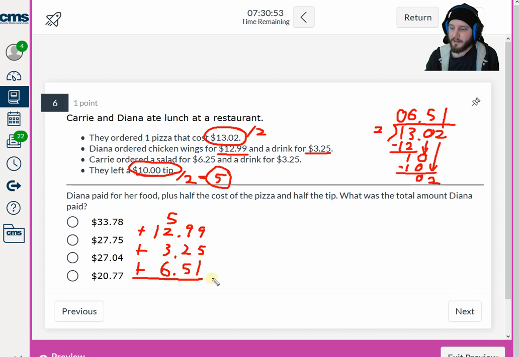6.51. Let's add that together. Let's see, 9 plus 5 plus 1, that gives me 15. Carry my 1.